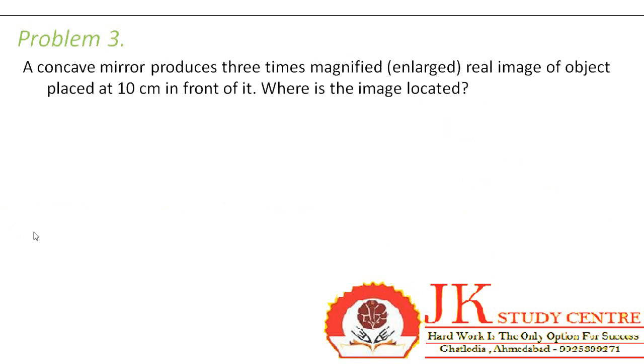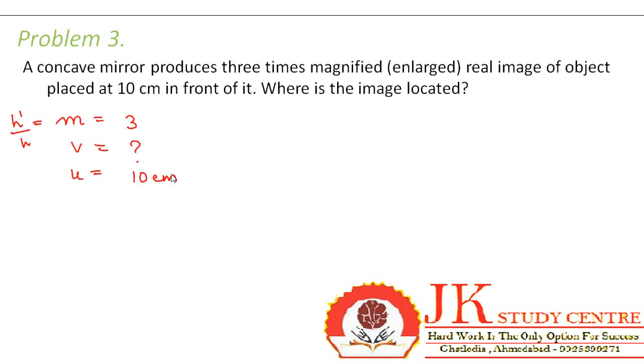It says a concave mirror produces a 3 times magnified or enlarged real image of an object placed at 10 centimeters in front of it. Where is the image located? That means in this case the magnification is given as 3 because it produces a 3 times enlarged image. That means height of the image by height of the object is equal to 3. That is how we define magnification. We have to calculate the image distance. The object distance is given as 10 centimeters.